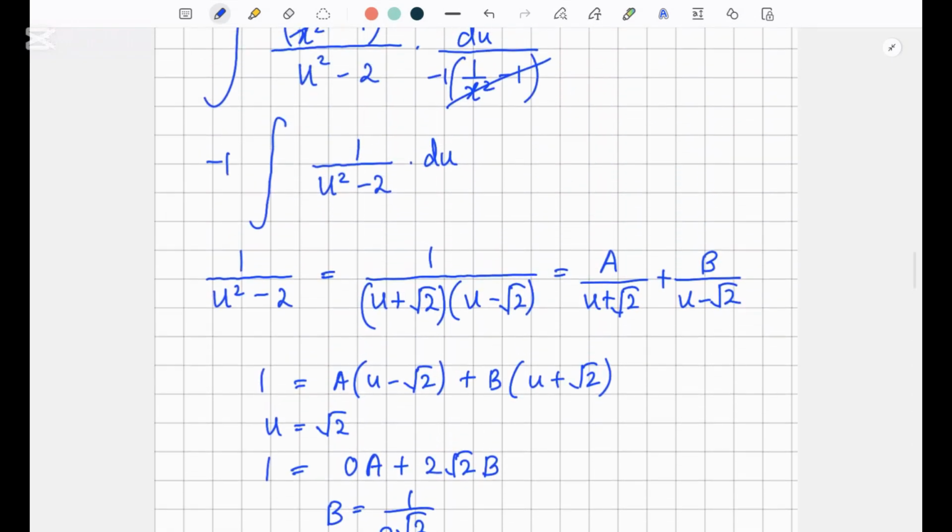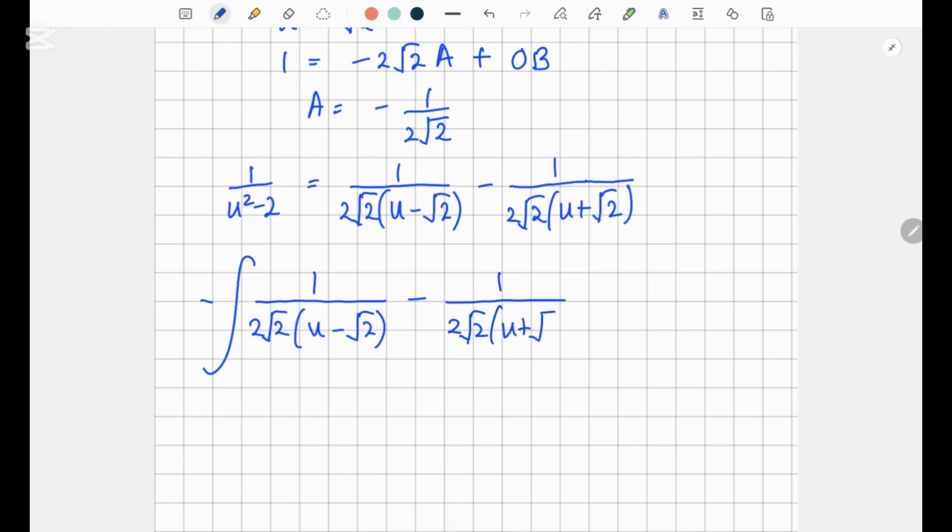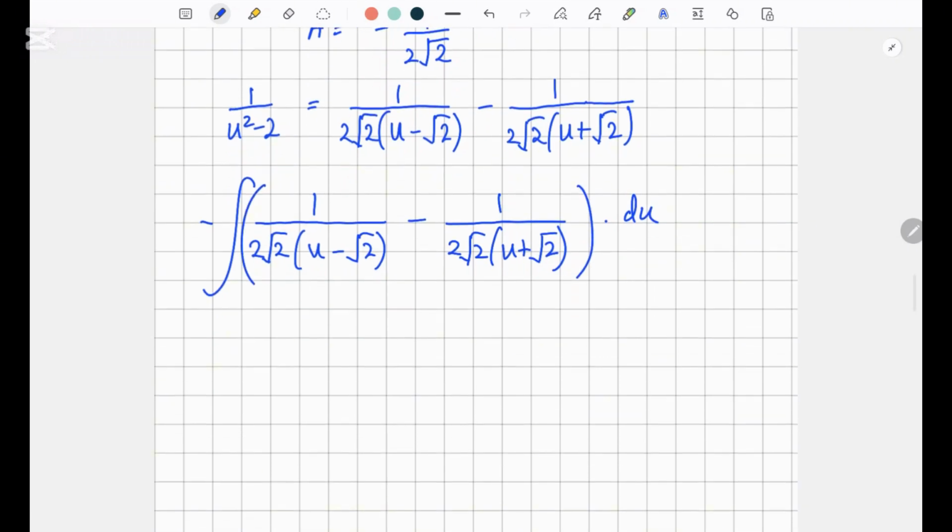But don't forget we had a minus in front, right? So when you go back into your question, you have to put your minus, and now you have to integrate 1 over 2 root 2 into (u minus root 2) minus 1 over 2 root 2 into (u plus root 2) du. Okay. So what would the integration of this be? Easy, right? It would just be 1 over 2 root 2 ln of u minus root 2.